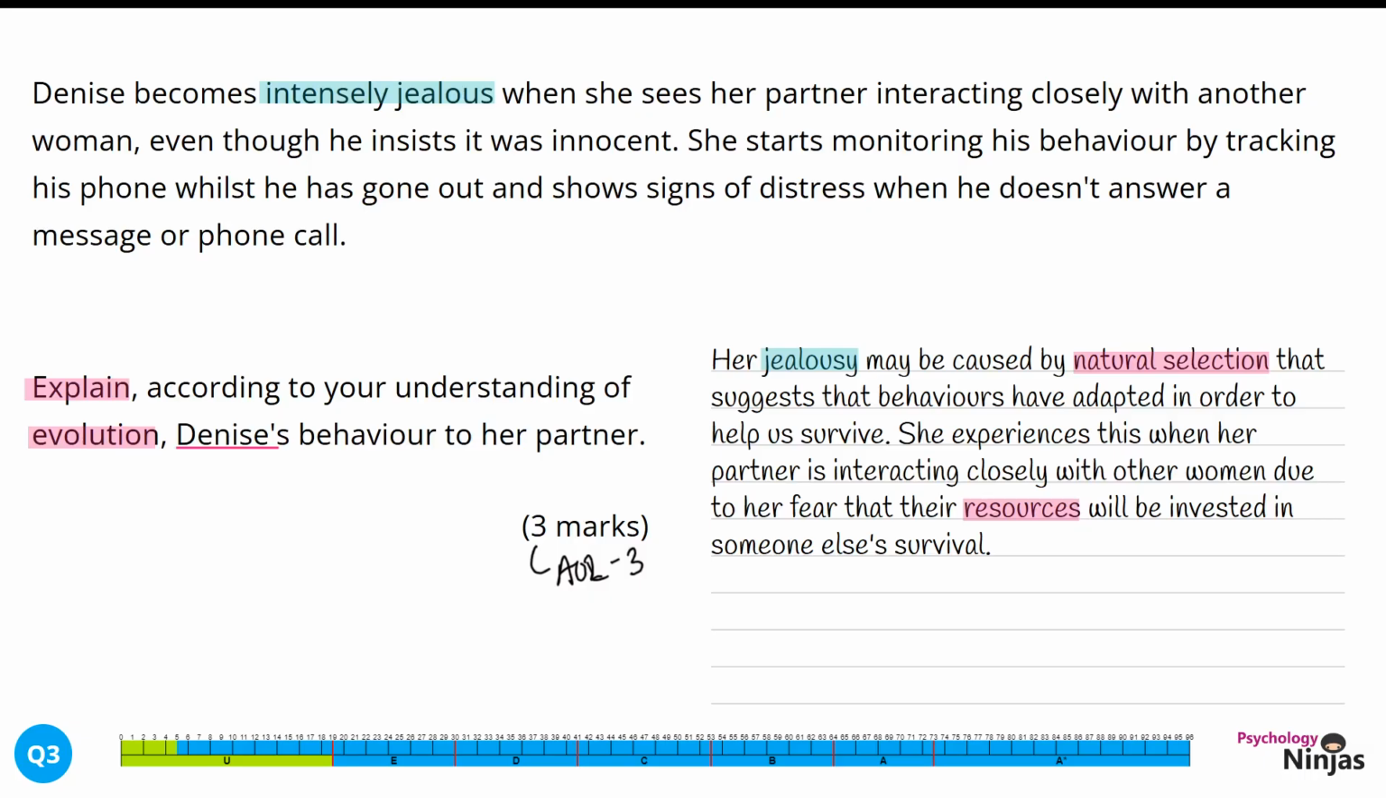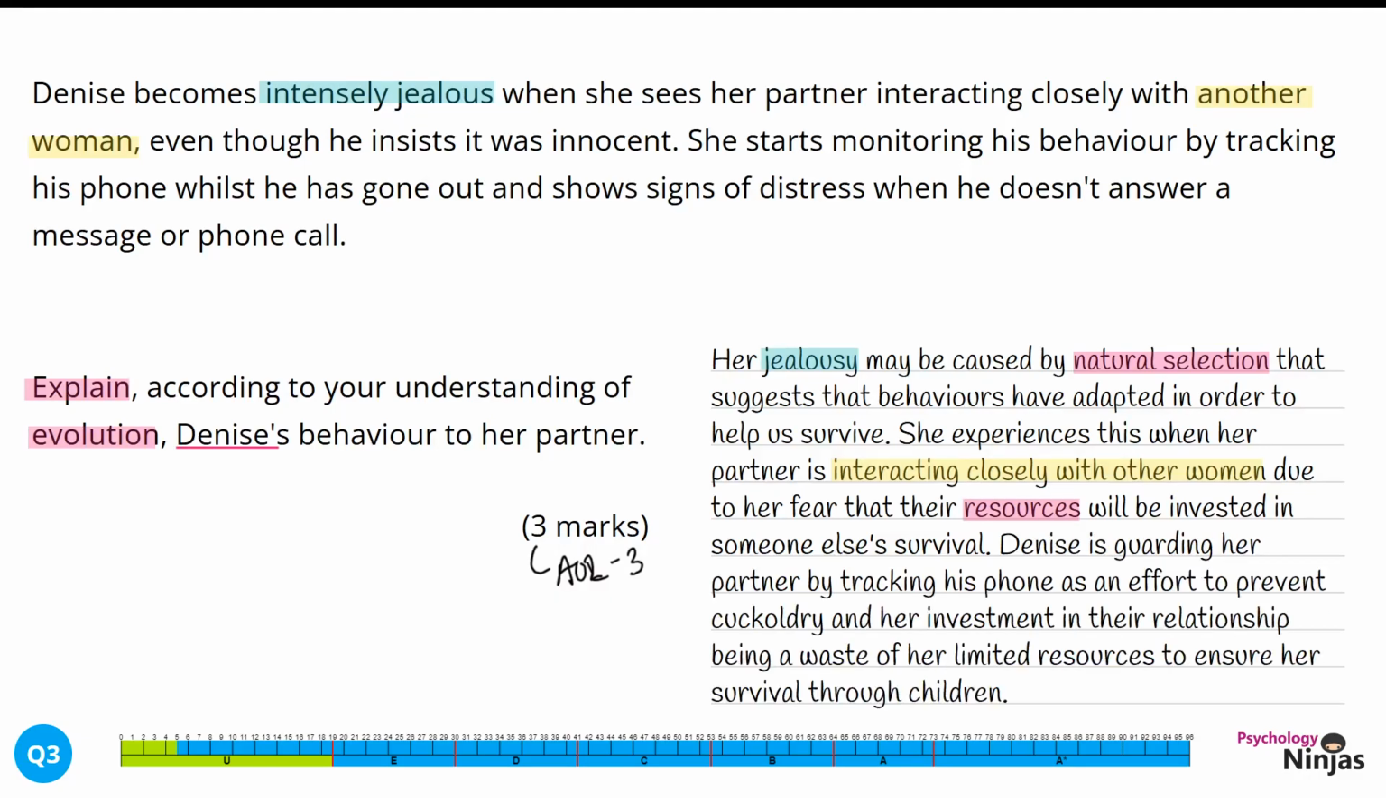And again, this has been linked into the response and the information we've been given by the fact that her partner is interacting closely with another woman. We're going to tick this off as well in order to show again that we've used different parts of the STEM. However, our response is looking for 3 marks and we've only got 2 different ideas here. So we're going to go for an additional idea in order to get that final mark.